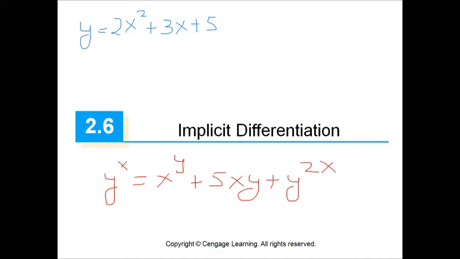Okay, that is the explicit function. But the second one, the red one, is an implicit function. Implicit function means we cannot separate x and y. Now we are dealing with such functions where we cannot separate x and y. All right, let's see.